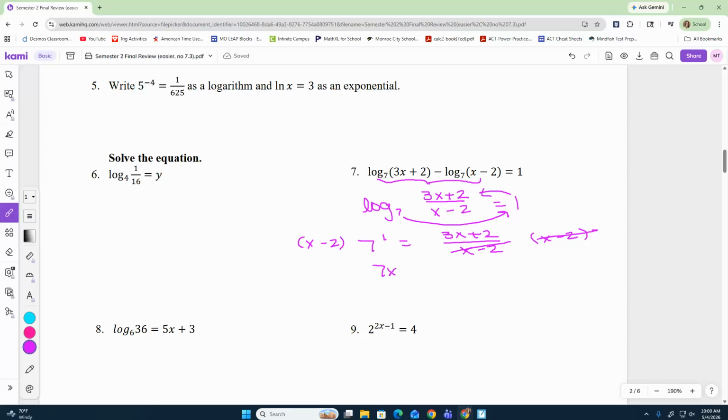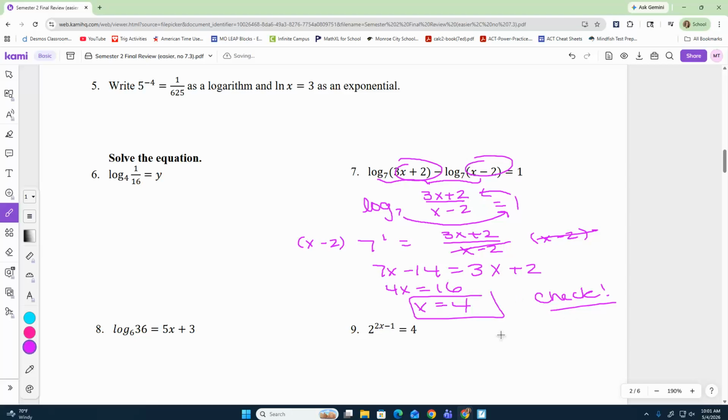So we get 7x minus 14 plus 3x plus 2. When you are checking, you're just making sure that the arguments are positive. So 4 times 3 plus 2 is positive, 4 minus 2 is positive. So it's good. 4 is our answer.